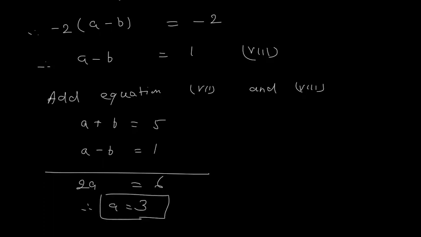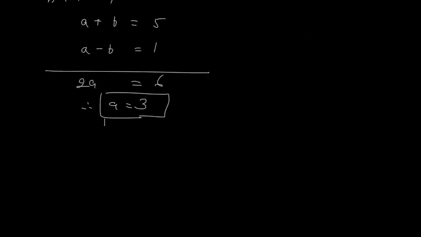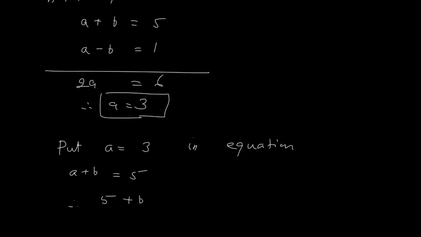Now put a equal to 3 in equation a plus b equal to 5. We get 3 plus b is equal to 5. This gives me the value of b as 5 minus 3, which is 2. So value of a is 3 and value of b is 2.